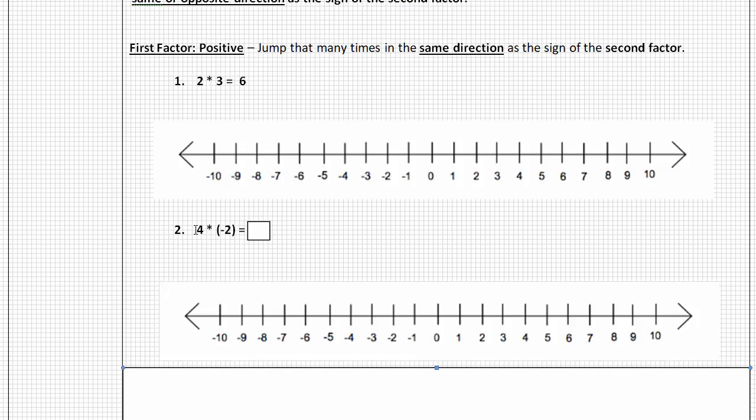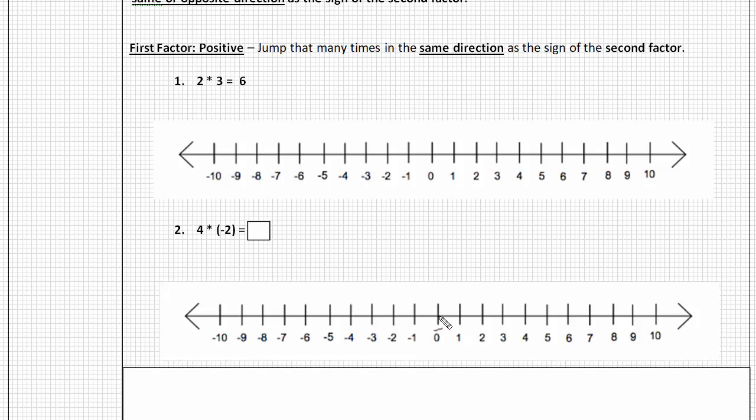So here, for our second example, we have 4 times negative 2. The first factor is positive, so we're going to jump 4 times, and since it's positive, in the same direction as the sign of the second factor. So 4 jumps in the negative direction, since our second factor is negative 2. And we're going to cover 2 each time we jump. So let's check that out on the number line.